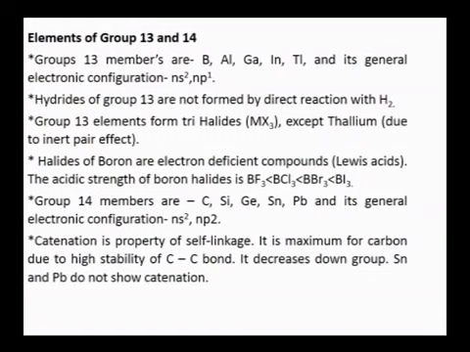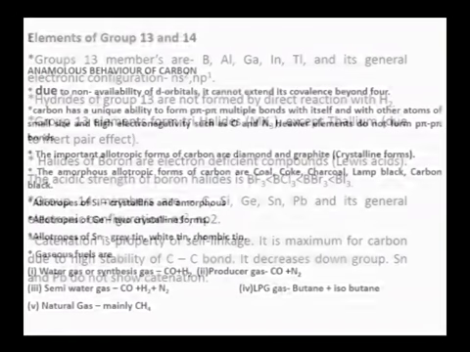Similarly, the group 14 members are carbon, silicon, germanium, tin and lead, and its general configuration is ns2 np2. Catenation is the property found with group 14 elements, and carbon exhibits maximum catenation because of the high stability of the C-C bond, and it decreases as we go down the 14th group, and virtually tin and lead do not show any kind of catenation property.